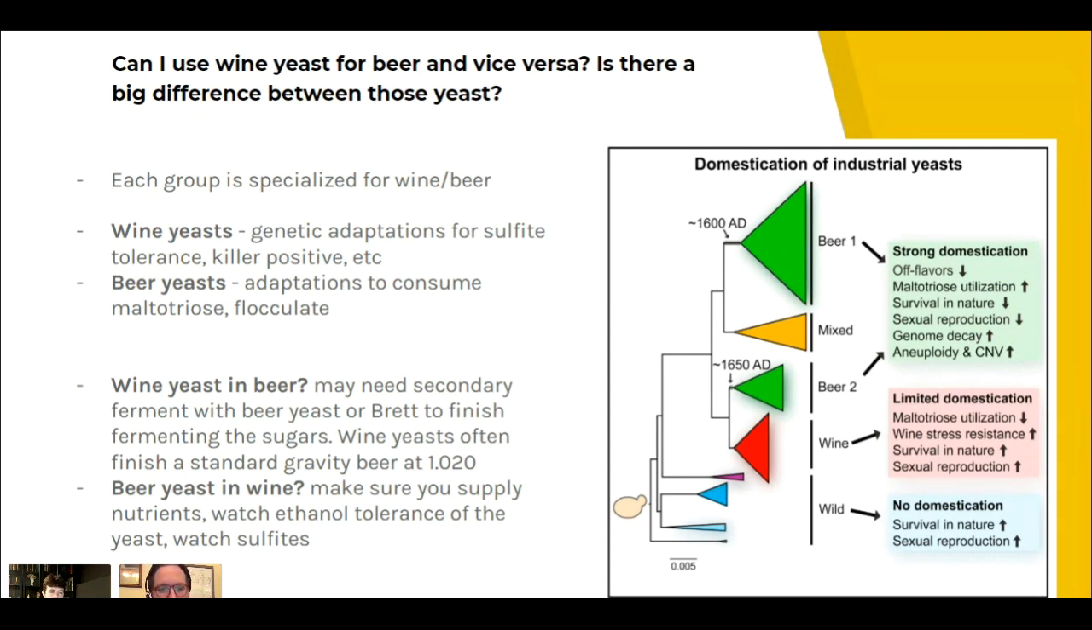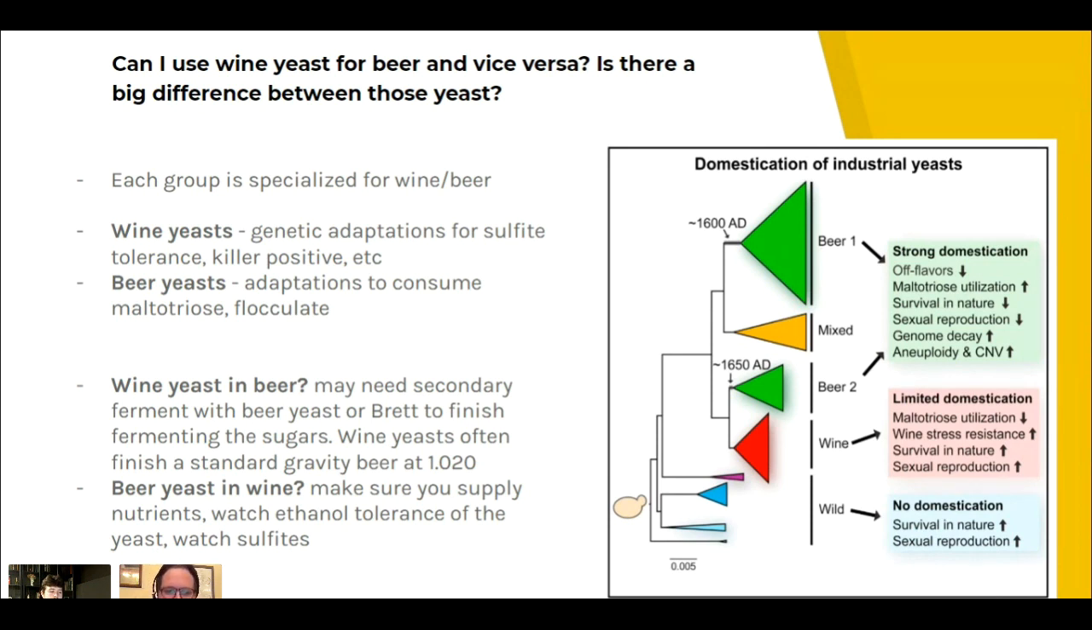And then the other question, of beer yeast in wine, I think that may be a less common thing. The only thing I would add there is make sure you're supplying nutrients. Beer yeast are pretty high nutrient requiring yeasts. They're very used to being pampered, as opposed to wine yeasts, which are almost closer to wild yeast in the sense that they're almost a little hardier. They can survive in the wild a little bit better.